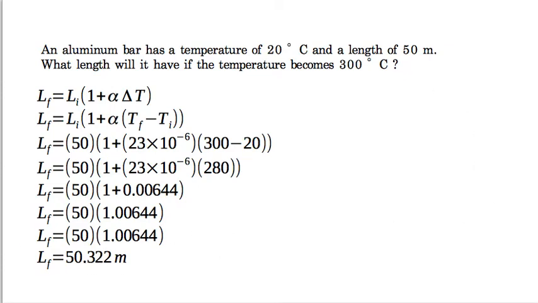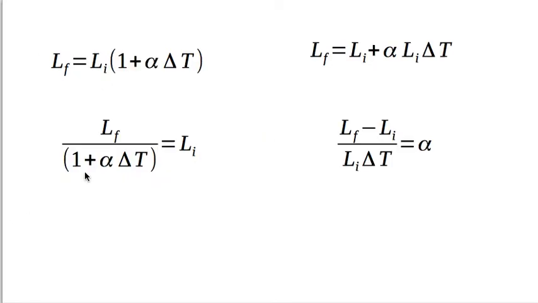So we got a problem, and we know the final length, which is 50.32. So that was the question. What length will it have? Not how much it increased. If they ask you for how much it increased, all you have to do is just do this: alpha times delta t times Li. But they asked for the final length, so you got to add it with the initial length. And that's what you have here: 50.322 meters.